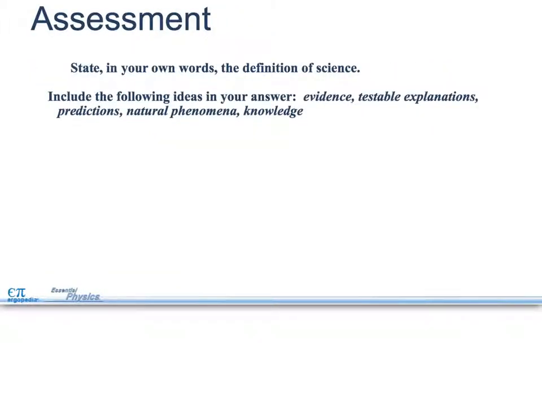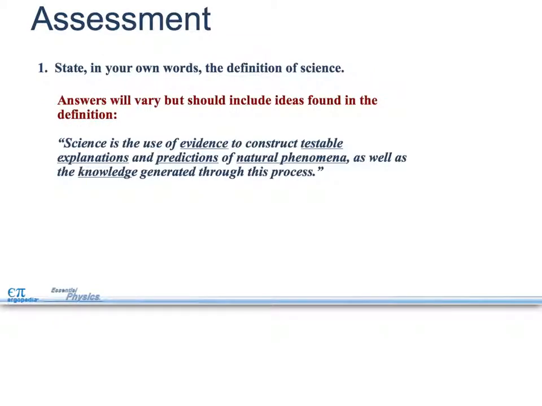All right, we made it to our assessment question. State in your own words the definition of science. Include the following ideas in your answer: evidence, testable explanations, predictions, natural phenomena, and knowledge. Think about this for a second, and you can pause the tape here because I'm going to be moving on. Okay, your answer will vary somewhat, but science is the use of evidence to construct testable explanations and predictions of natural phenomena, as well as the knowledge generated through this process.